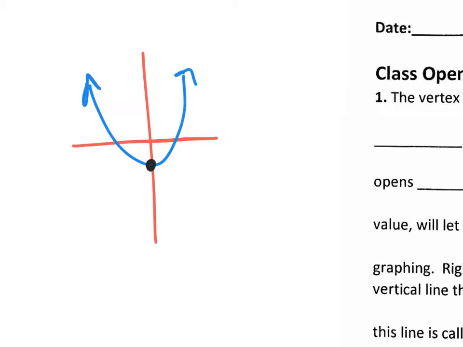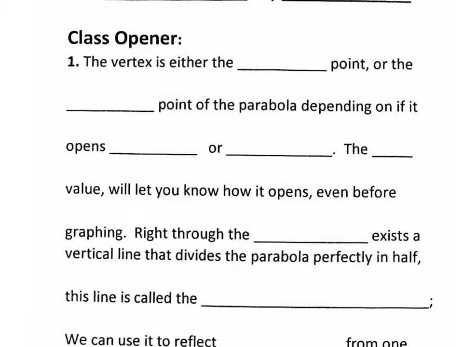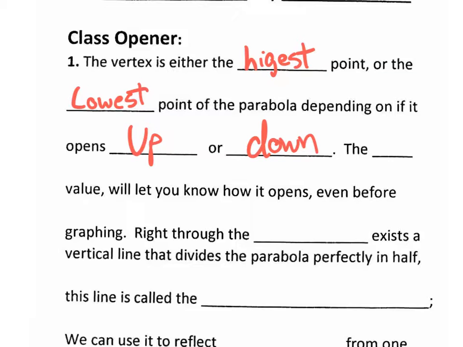Okay, so let's go back to the opener here. The vertex is either the blank point or the blank point, highest or lowest. Highest or lowest point of the parabola, depending on if it opens blank or blank. What does that mean? Up or down, that's right. Up or down.